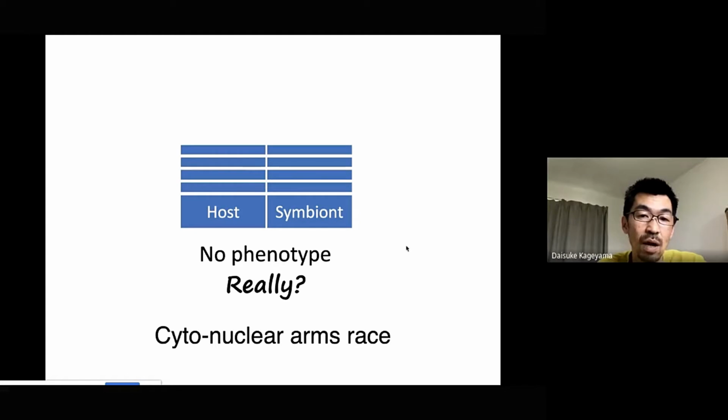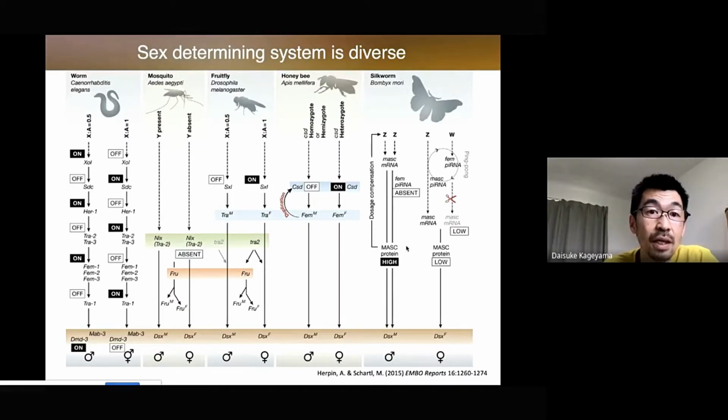So we don't know how many of these have accumulated in the genome. It's called a cytonuclear arms race, but it may happen in nature. We don't know how common it is. But as you can see here, the sex determining system is very diverse among insects. And even in closely related species, even the sex determining genes are different.